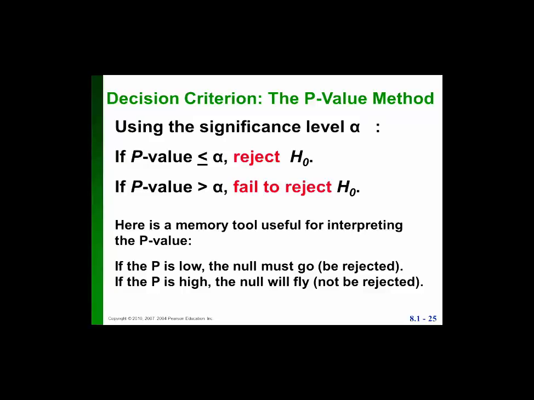Whatever helps you remember. If p is less than alpha, then we're going to reject the null hypothesis. If p is greater than alpha, then we're not going to reject. That 'will fly' does not mean will fly away. It means will not be rejected.